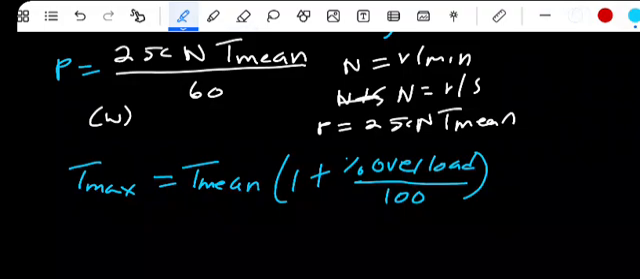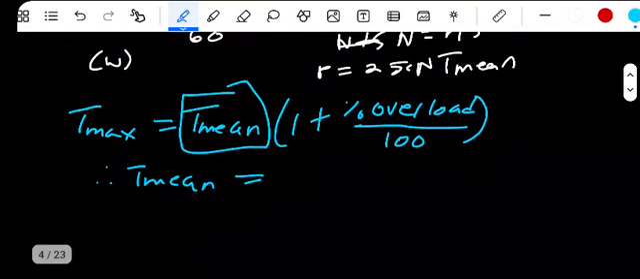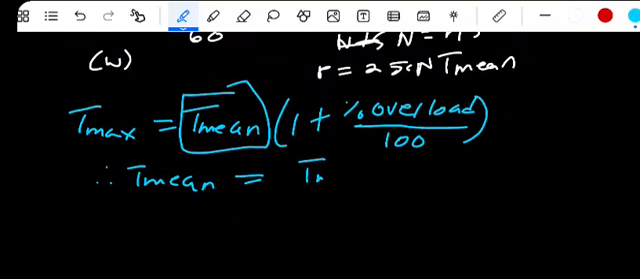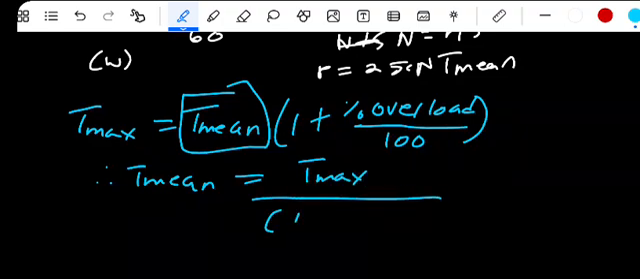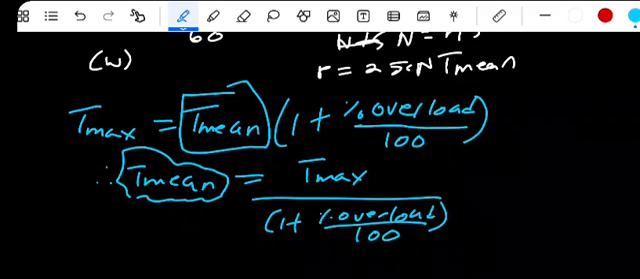Before you substitute here, you're supposed to make T mean the subject. If you want T mean, you divide both sides by that, so T mean will be equal to T max divided by 1 plus percentage overload divided by 100. This is how you calculate your T mean.